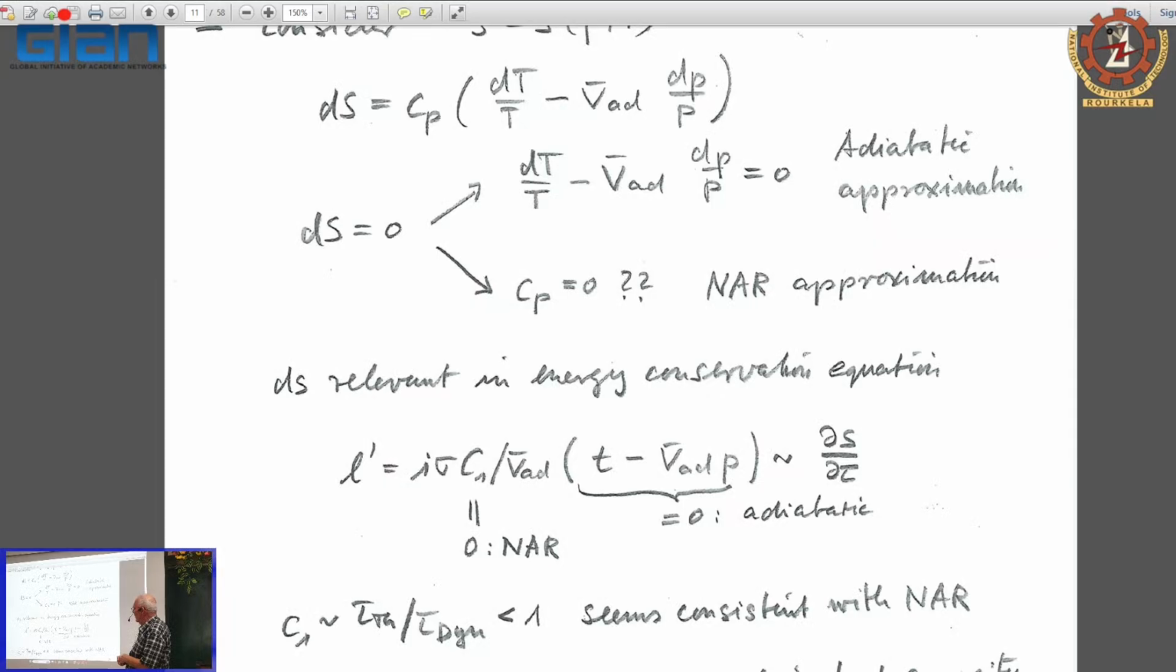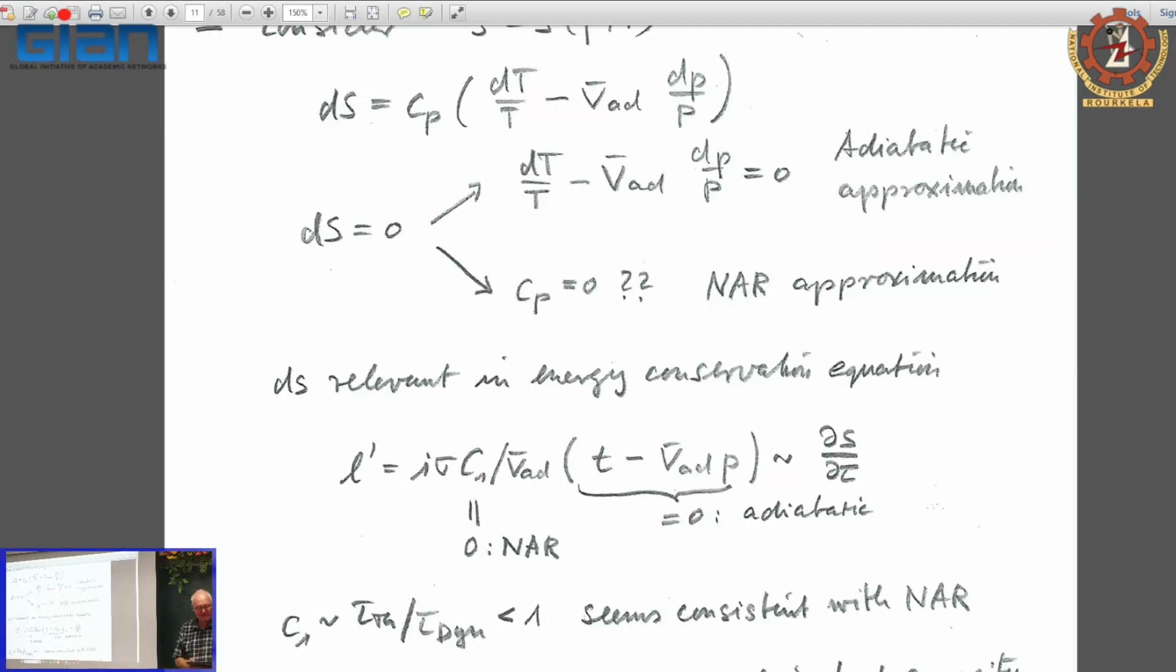So the NAR approximation then consists of not requiring this bracketed term to be 0, but requiring C1 to be 0. Well, C1, this coefficient, was found to be proportional to the ratio of thermal and dynamical timescale, and C1 is smaller than unity if the thermal timescale is small for a large fraction of the envelope, and that actually seems to be consistent with our findings.